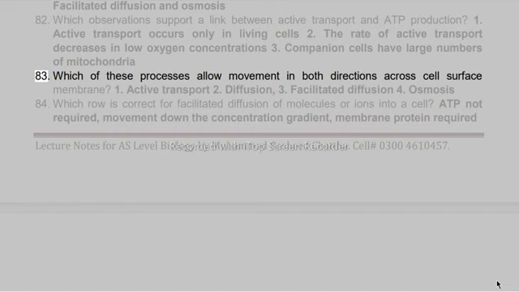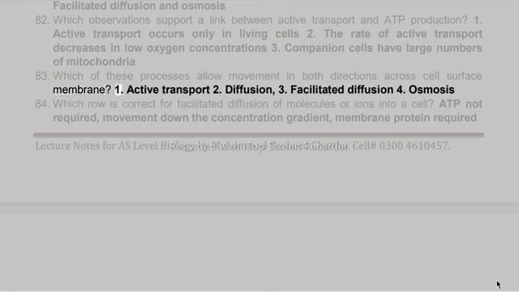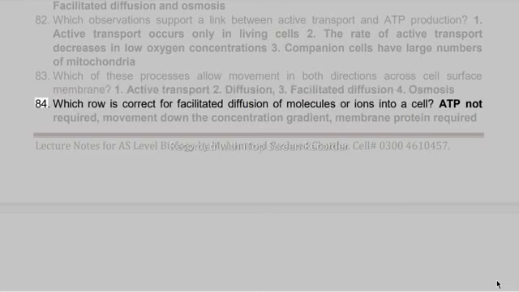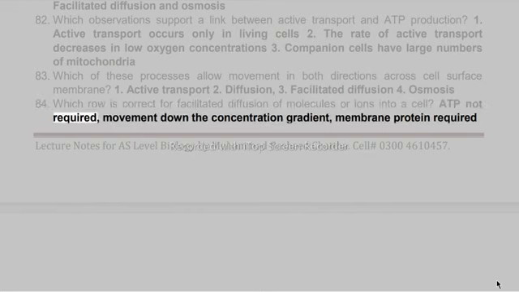83. Which of these processes allow movement in both directions across cell surface membrane? 1. Active transport. 2. Diffusion. 3. Facilitated diffusion. 4. Osmosis. 84. Which row is correct for facilitated diffusion of molecules or ions into a cell? ATP not required, movement down the concentration gradient, membrane protein required.